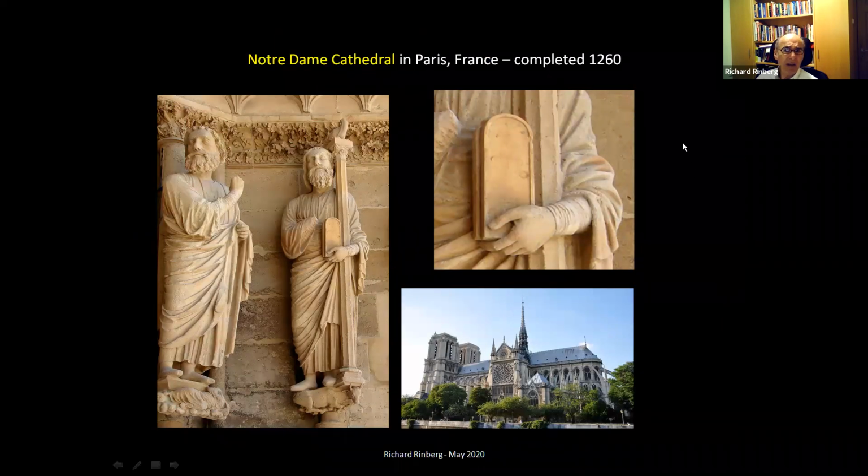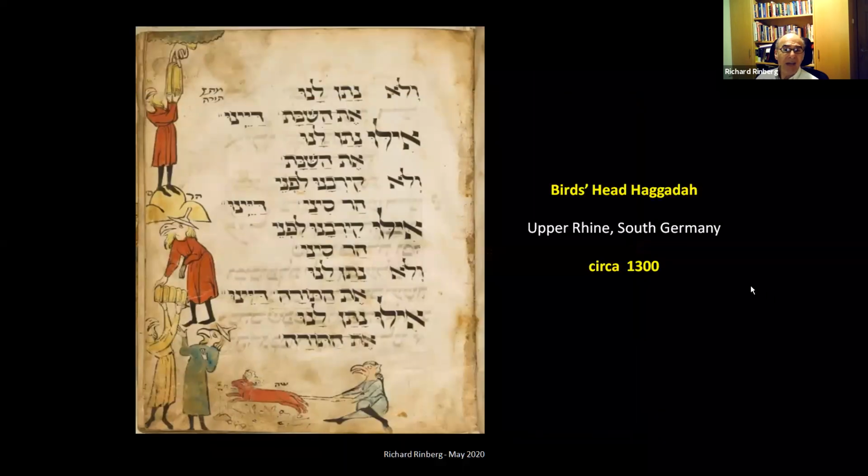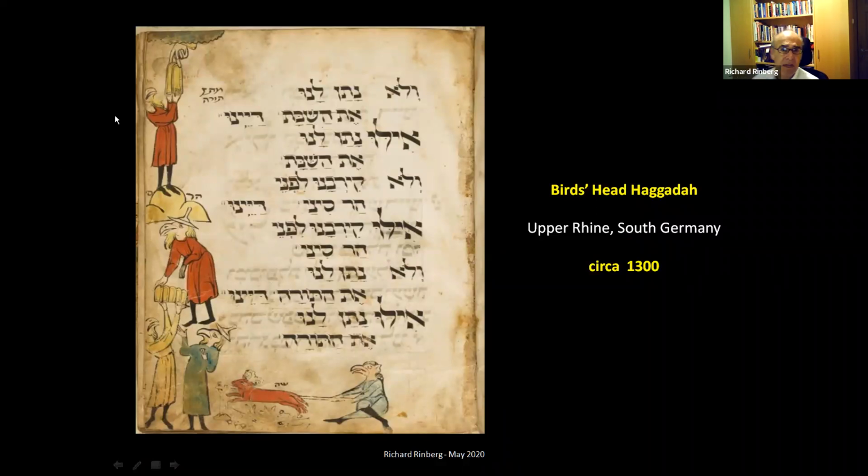Going forward in time to 1260, this is Notre Dame that burnt down a while back, or a lot of it burnt down. And here you see Moses with 2 luchot and with a rounded top, that sort of image. And a year ago, Pesach time, I dealt with the Bird's Head Haggadah from 1300. And here you see Moshe, Matan Torah, written here, receiving 2 of these luchot, right? Very similar to the image we've just seen.